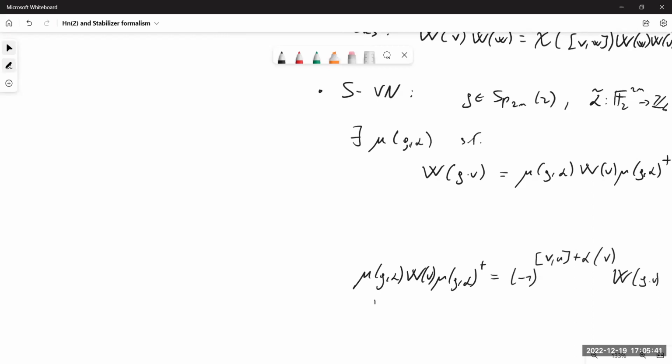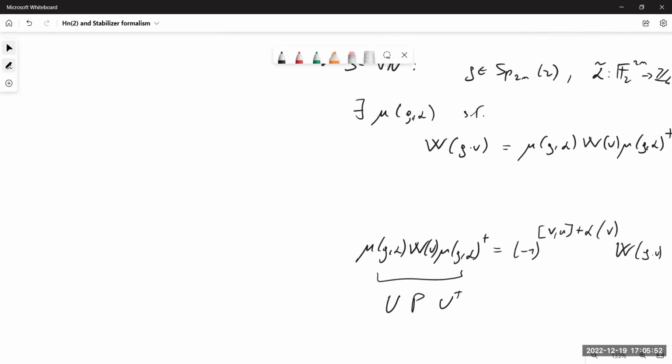You can read this as, when you write U P U dagger, let's say, in the standard formalism for Paulis. But when you want to rewrite this relation in the symplectic language, then you will have something like this.